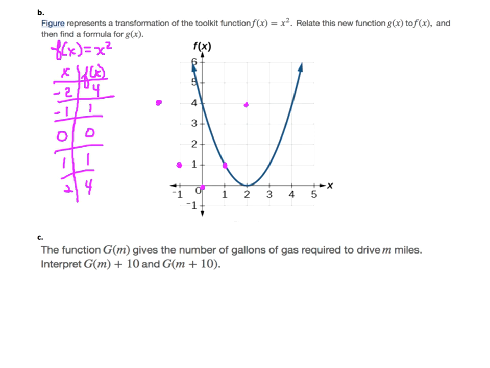Okay, so this was our toolkit function. And basically they're asking how have you changed from that toolkit function with this new blue function here. And you can notice the shape is the same. Nothing crazy has happened. The only thing that's happened is we've shifted horizontally to the right 2 spaces. You can see each of our points shifted right 2 spaces, each of our key points.